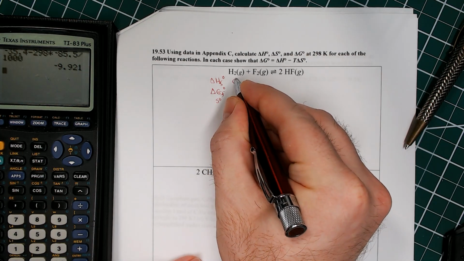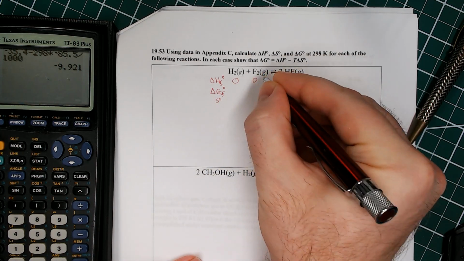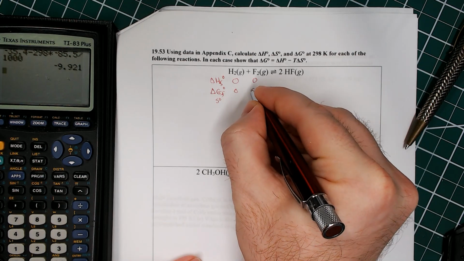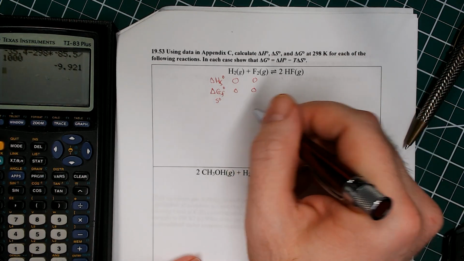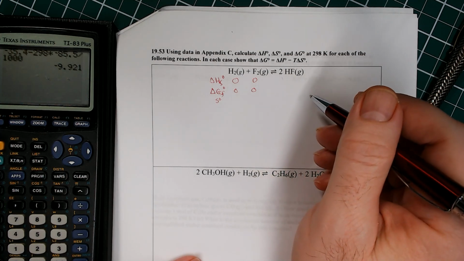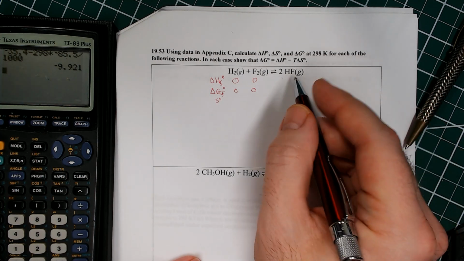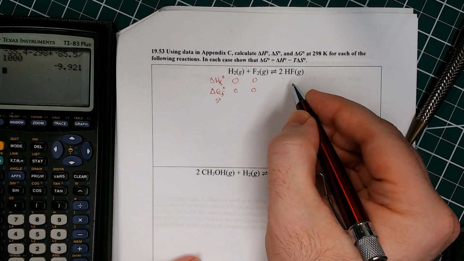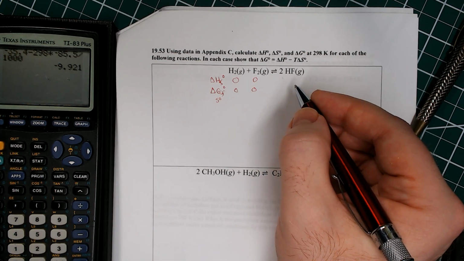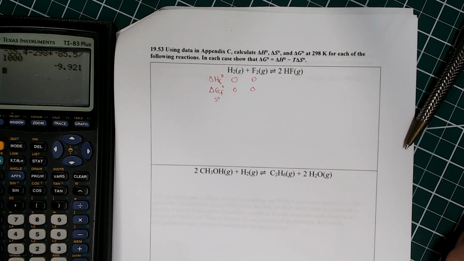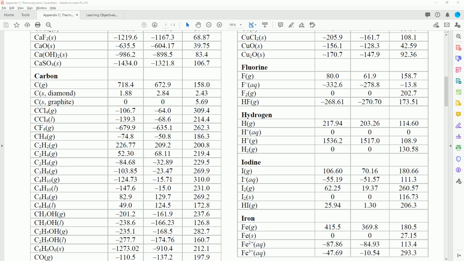So we'll find that the delta H of formation for both of those and the delta G of formation for both of those are going to be 0. However, all the other 5 numbers that we have here in this little mini table, we're going to have to look those up. So let's go over to Appendix C, and here is the hydrogen and fluorine and the HF. They're all kind of crammed in there together. So let's do hydrogen first.